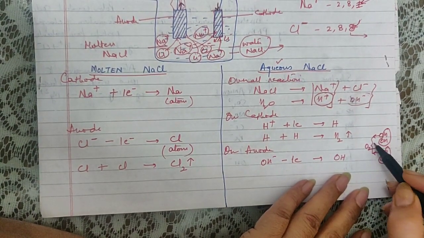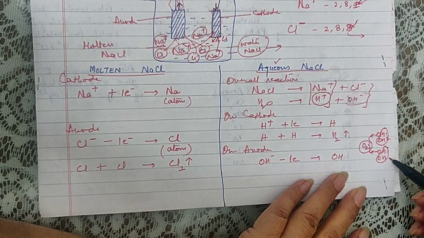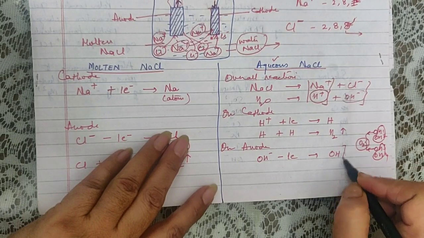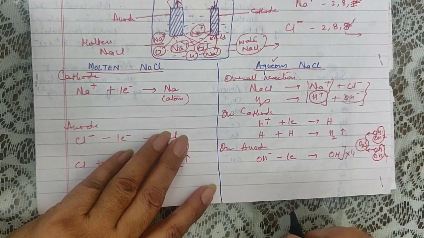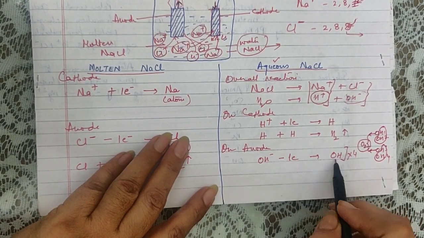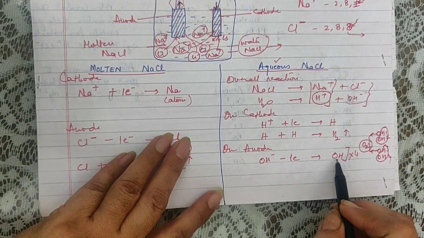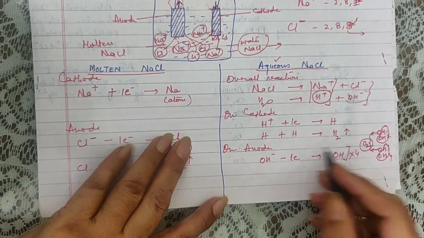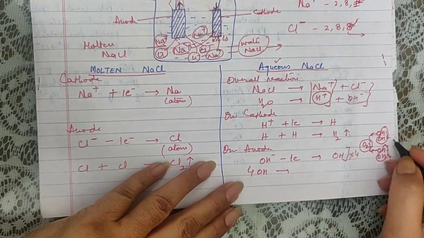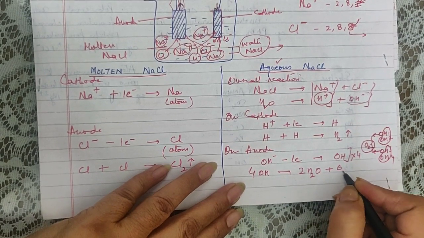So that means for the formation of one molecule of oxygen, 1, 2, 3, 4 hydroxy ions are required. So you multiply this equation by 4. What does this mean? That 4 such reactions take place. 4 hydroxy ions will lose 4 electrons and they will form 4 hydroxy radicals. Now these 4 OH will form 2 molecules of water and 1 molecule of oxygen.